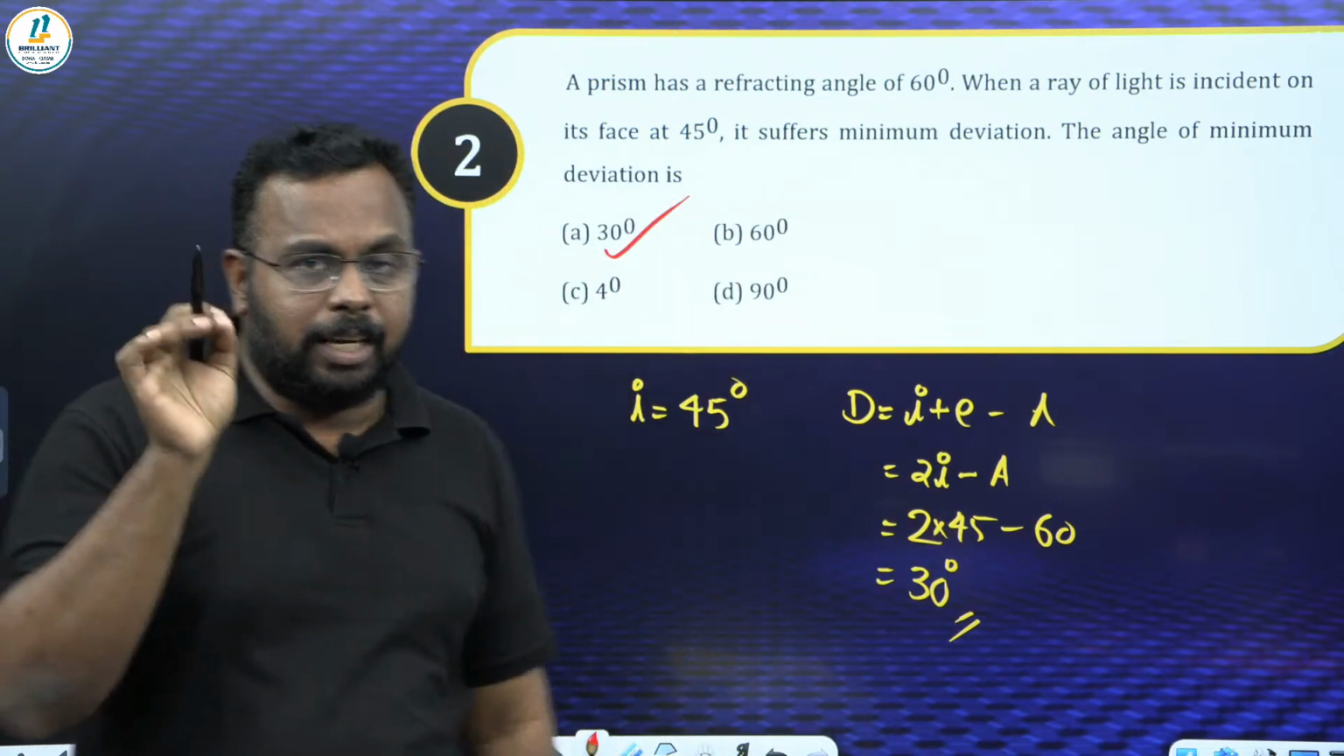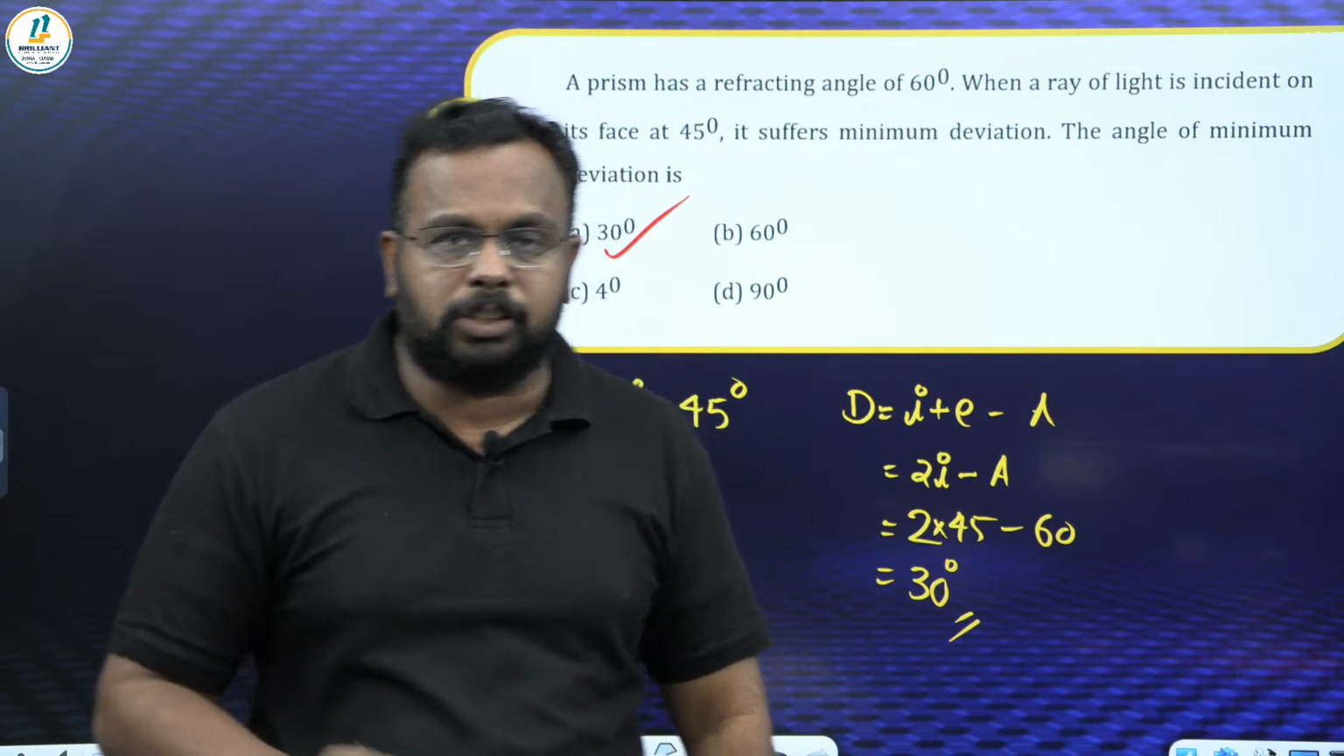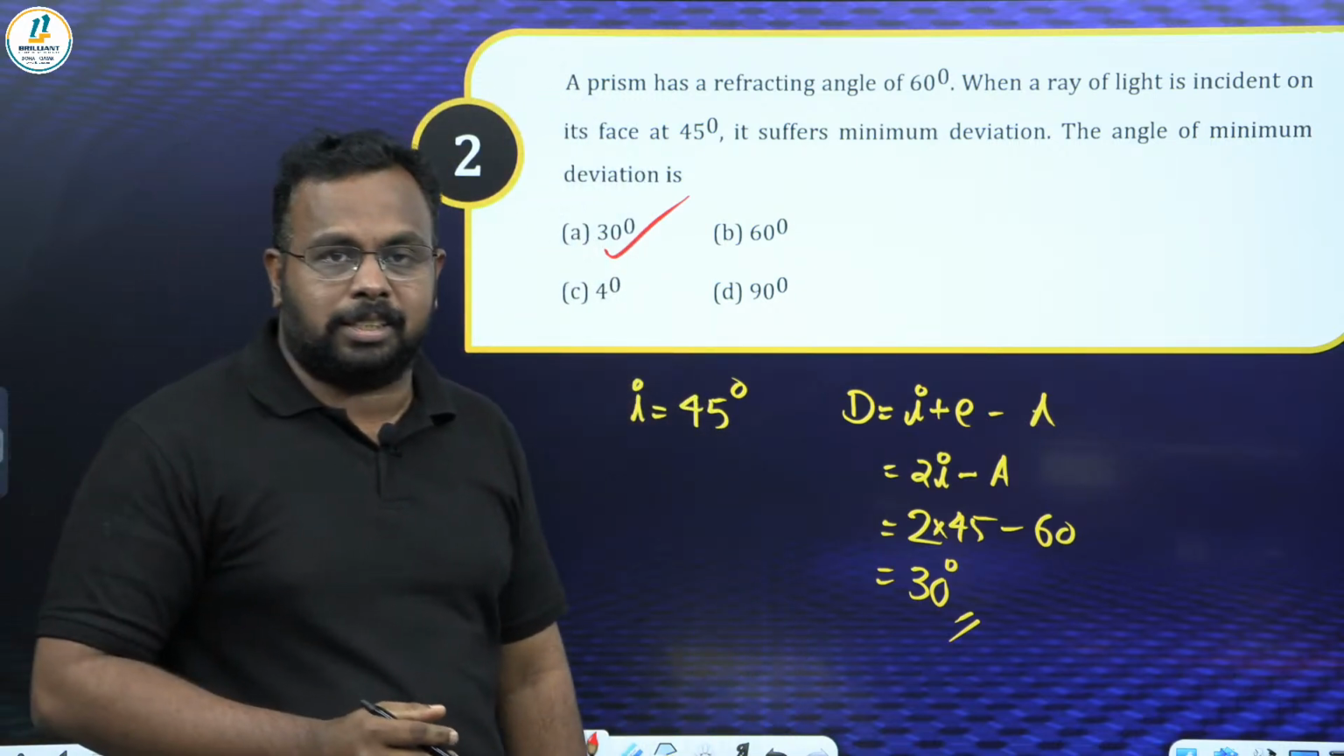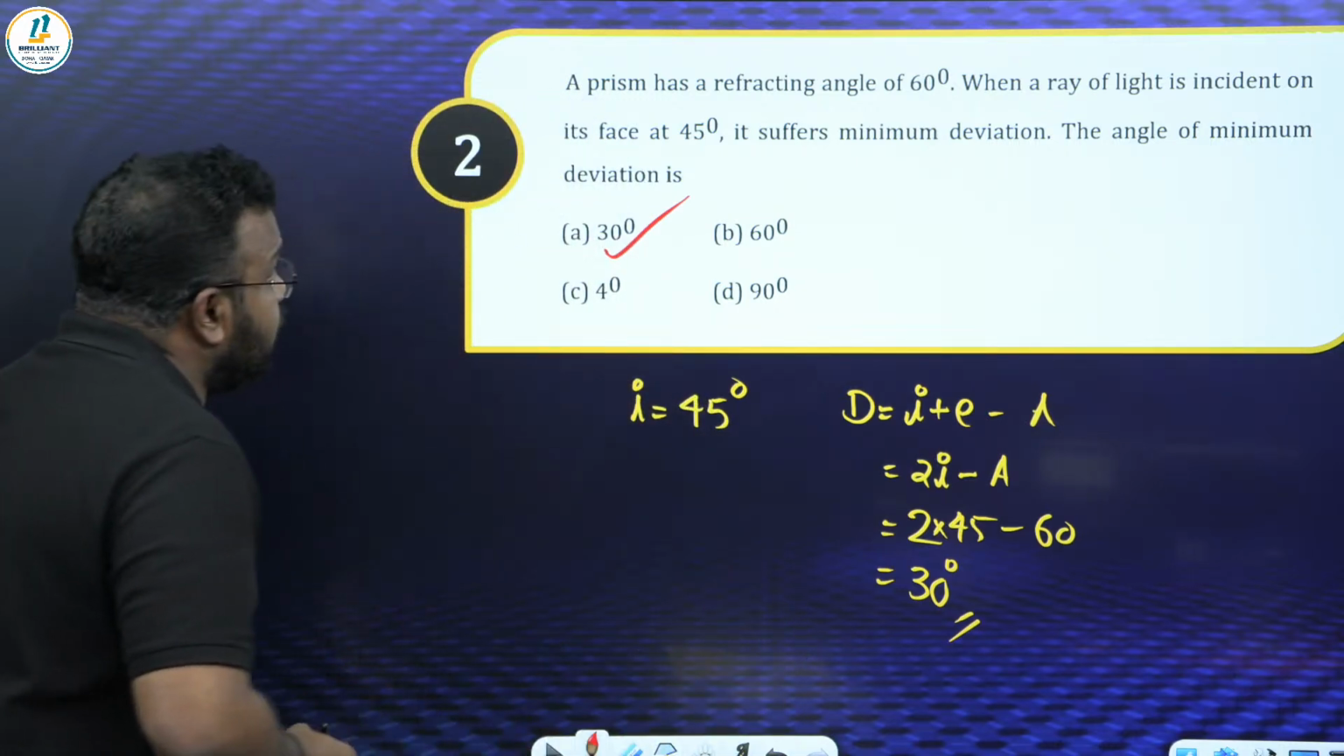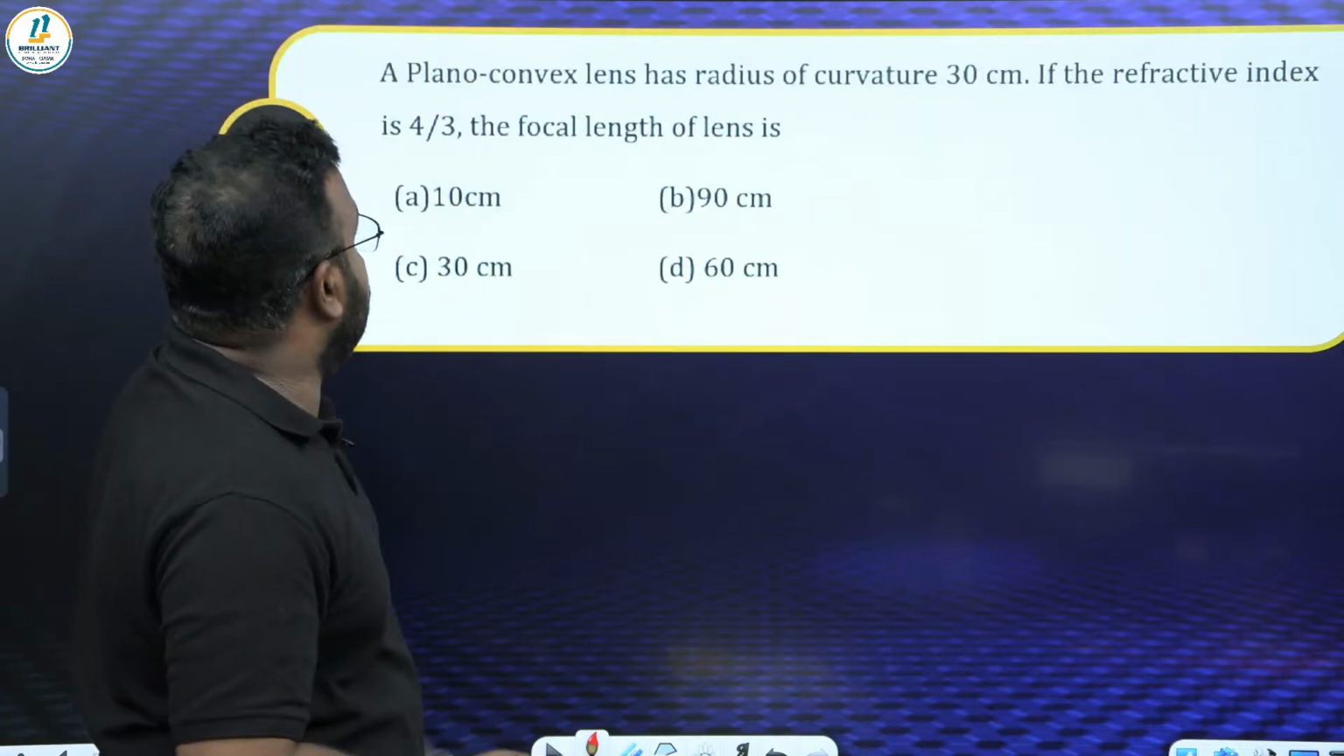So prism, once again I am saying students, is a very important topic. They can ask a 5-mark question. Different types of numericals are there. Question number 3. Look at this.